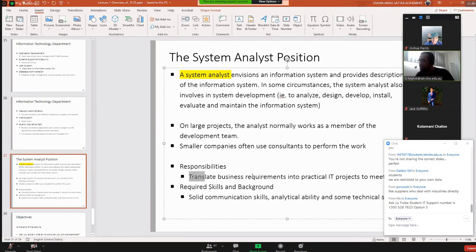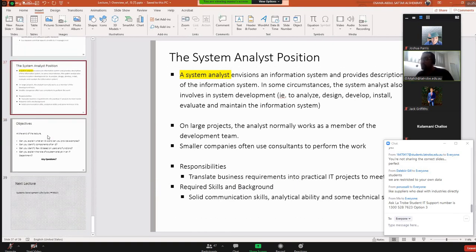Responsibility, of course, translates the business requirements into practical IT projects to meet needs. Required skills and background, of course. When you talk about a system analyst, he should have programming skills. Mainly, a solid background in using the R language for data analysis. Mathematical skills as well. Also some tools that we use for visualizing data, because you need to put the data in a format to be able to read it, analyze it, and then of course give feedback about that. So of course it's required to have these skills.